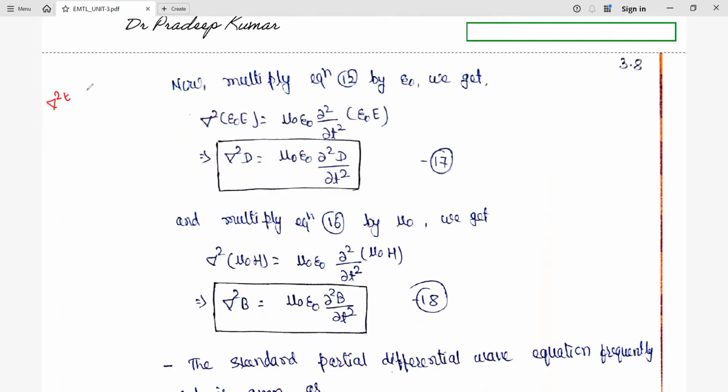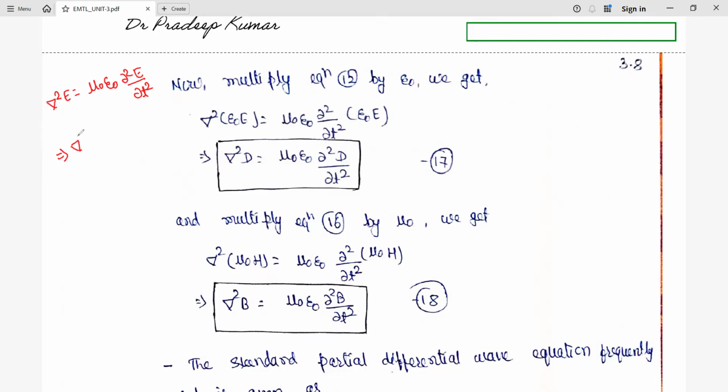Del square E equal to mu naught epsilon naught dou square E by dou T square. Why I'm writing repeatedly again and again is so that you can recall it and it will go permanently into your subconscious mind, so you're able to remember how we are going to obtain these values. Now in this, we are trying to rearrange this equation so that we get it in terms of flux density.